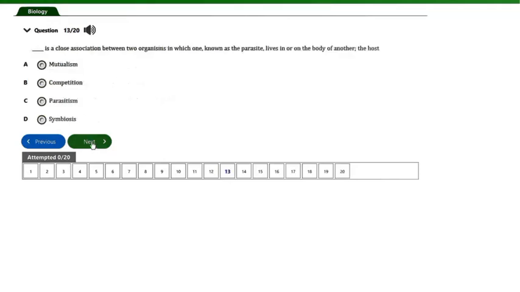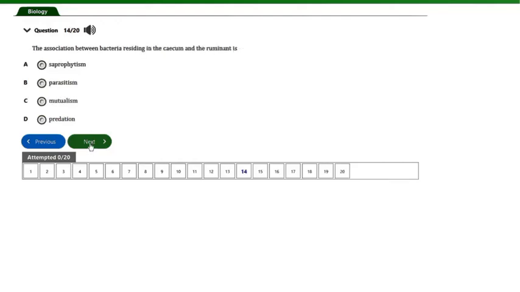So let's look at the next question. That's question number 13. The question says, dash is a close association between two organisms in which one, known as the parasite, lives in or on the body of another, the host. A. Mutualism. B. Competition. C. Parasitism. D. Symbiosis. So guys, the answer to this question is option C, and that's parasitism.